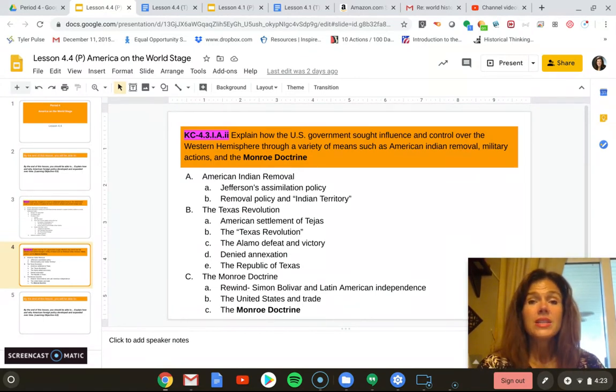Simon Bolivar, inspired by the American Revolution, led a series of revolutions against Spanish colonization in Latin America, including Venezuela, Peru, Ecuador, and Bolivia. The United States can now trade with these nations now that Spain is gone. And the United States wanted to ensure that no other European nation would try to recolonize the newly independent territories. We wanted to be able to trade with those countries without a European country involved.